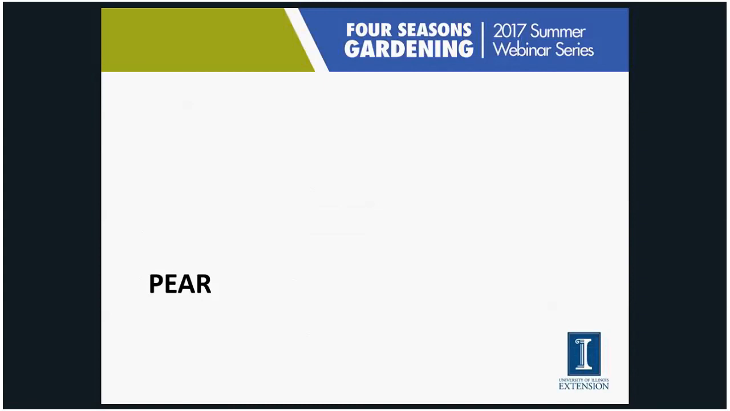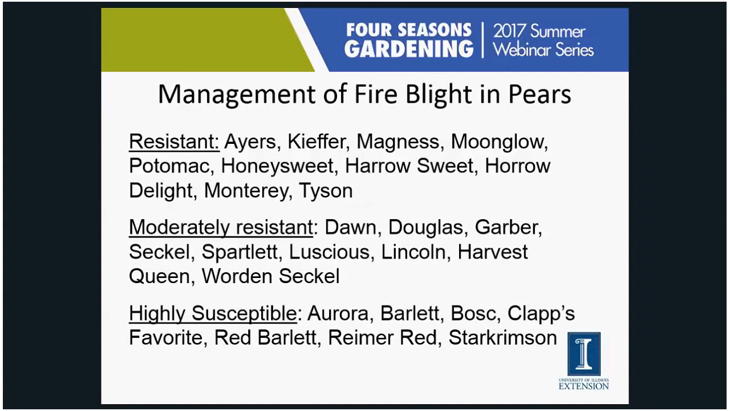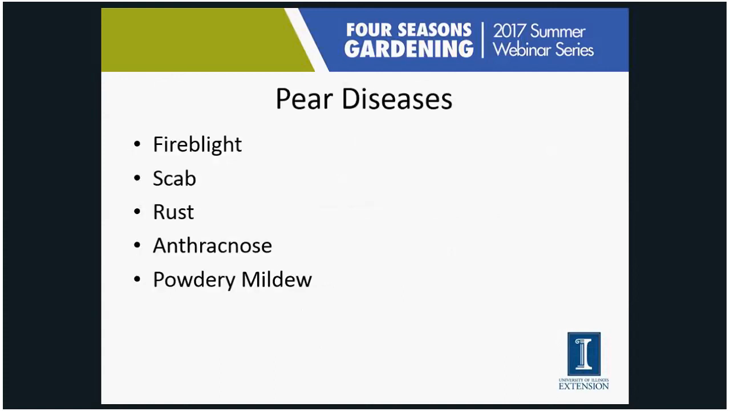And we'll move into the pear. A pear, as I said, is typically one where fire blight is a main concern. So here I have some resistant cultivars for the pear, and also some of the highly susceptible cultivars, and those in the middle for moderate resistance. Pear diseases: since they are in the pome family, they have a lot of similar diseases to apple, including fire blight, scab, rust, anthracnose, and powdery mildew.